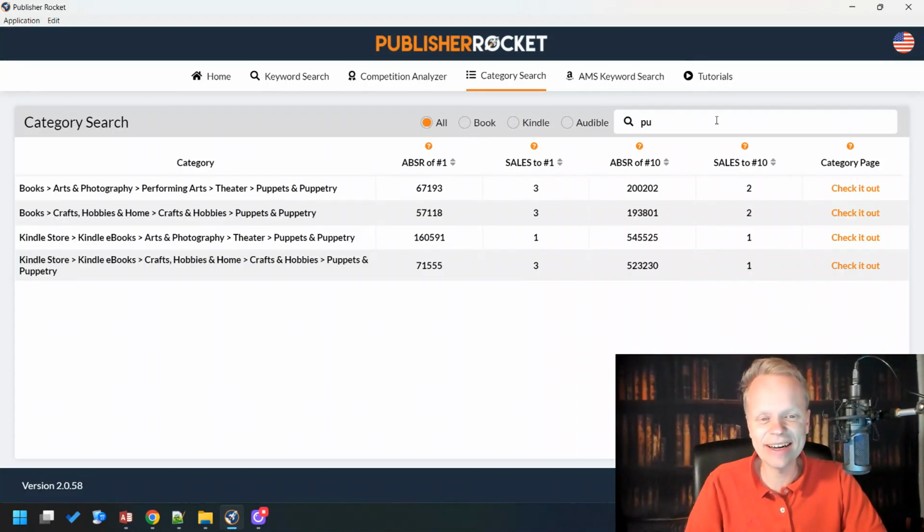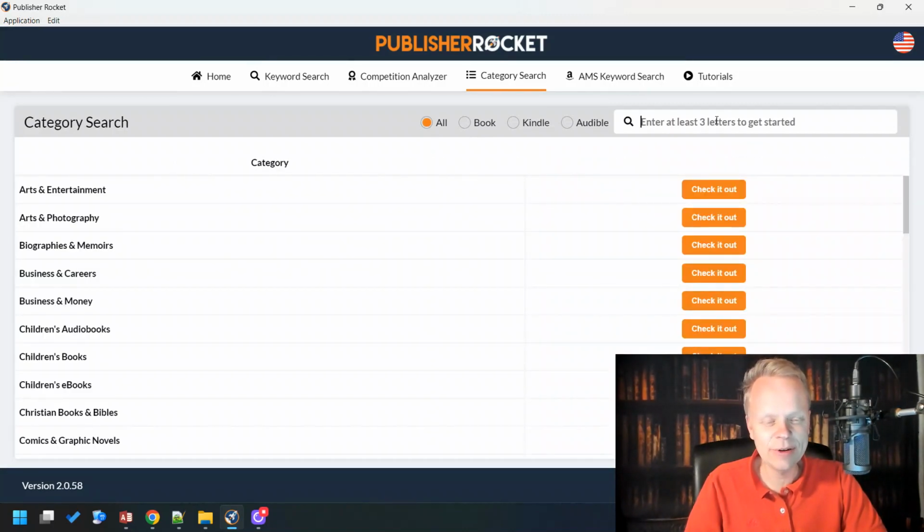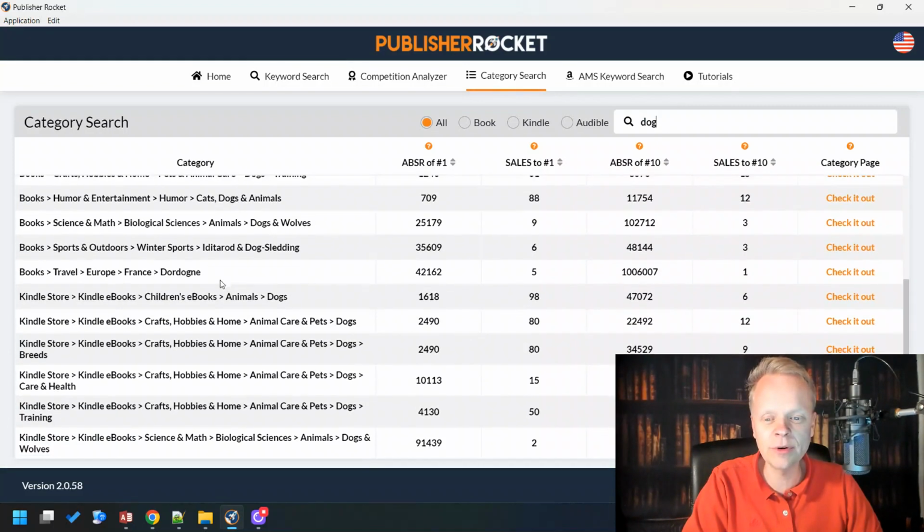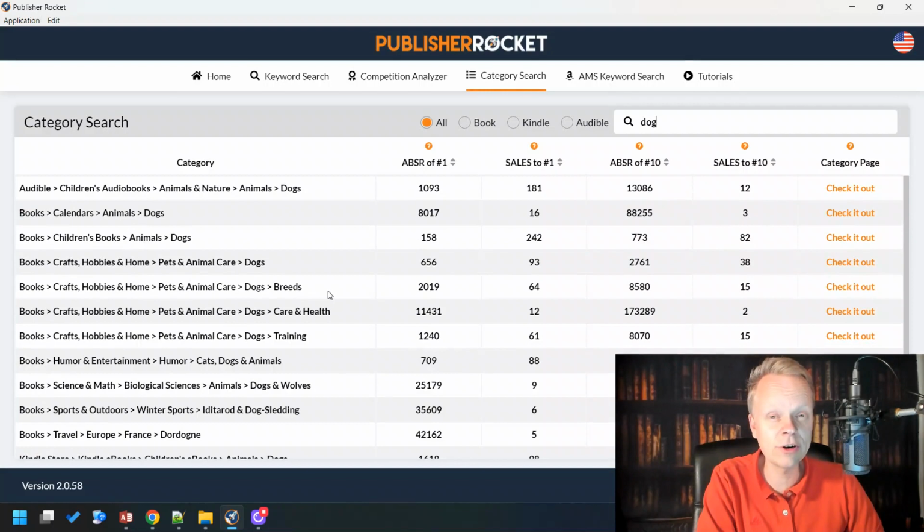So let's try and see if we type, instead of puppies, we type in dog. And let's just see here if something comes up. Here we go. We've got books, children's books, animals, dogs. So it gives us all of the books that we can find on that particular subject, right? Animal care and pets. Perfect. These categories are excellent. You can see if you tried this on Amazon, it is not going to give you these categories. So this is another reason why Publisher Rocket is just so powerful.